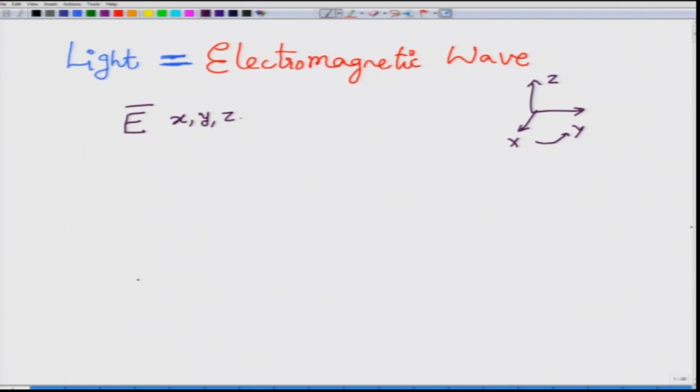So, this electric field intensity, or electric field as we would call it for short, depends not only on space, that is, on points x, y, z, it also in general depends on time.